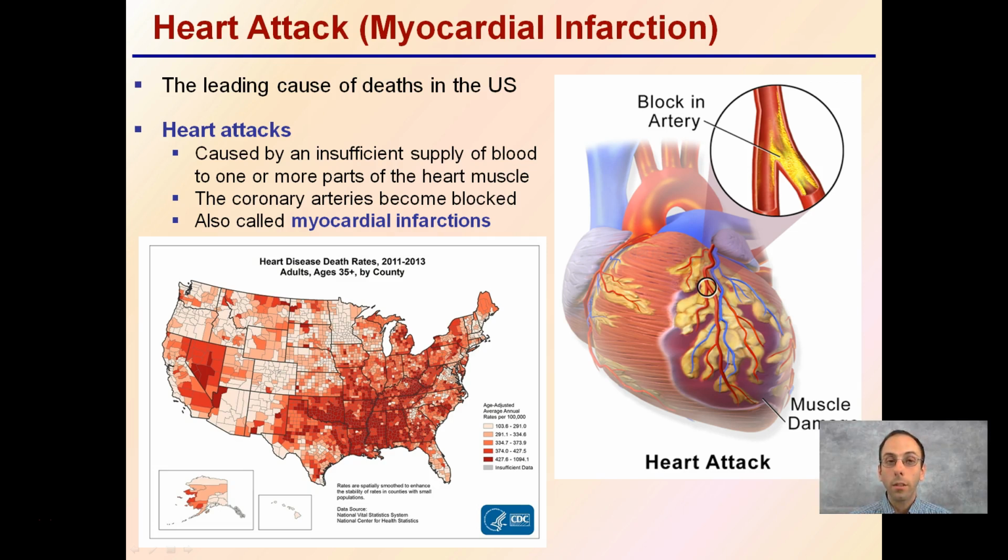This is the leading cause of death in the United States. It's caused by an insufficient supply of blood to one or more parts of the heart muscle. So while the heart does move blood throughout the body, because it itself is a muscle, it needs to be supplied with its own blood supply. Coronary arteries can become blocked, as we see here, with plaque, and this can lead to damage to the heart muscle, leading ultimately to a heart attack.